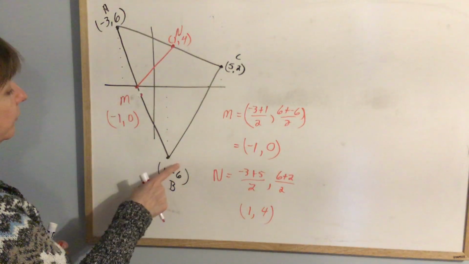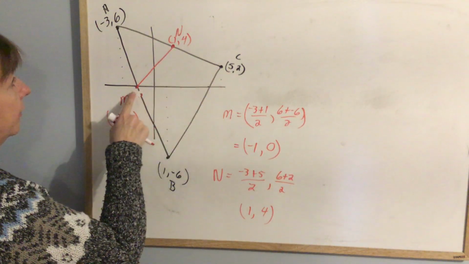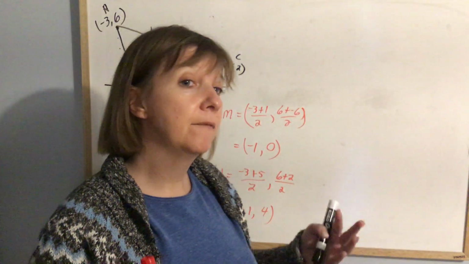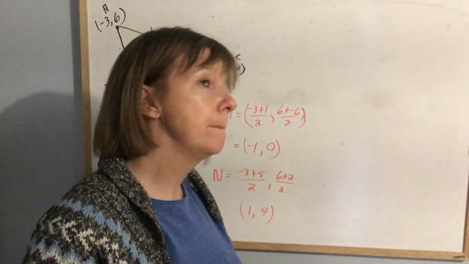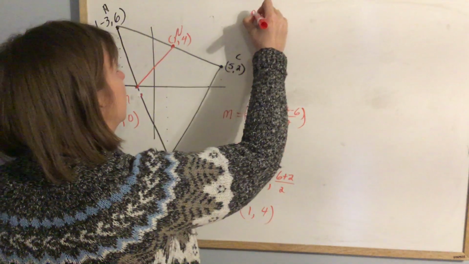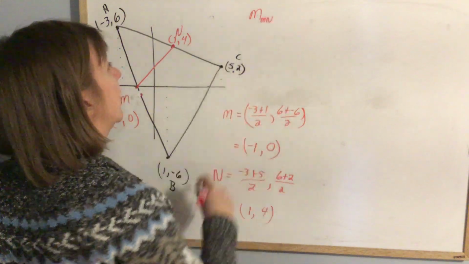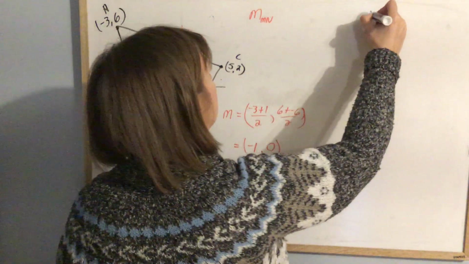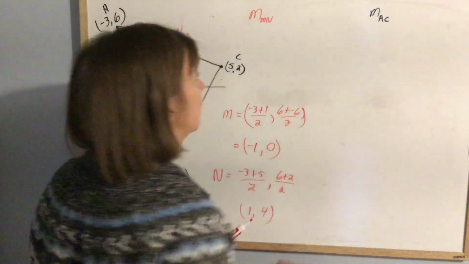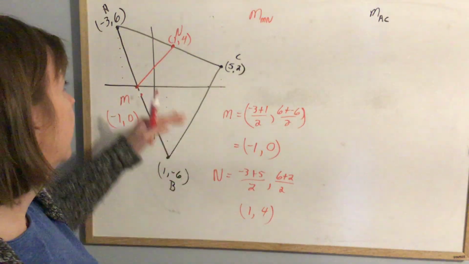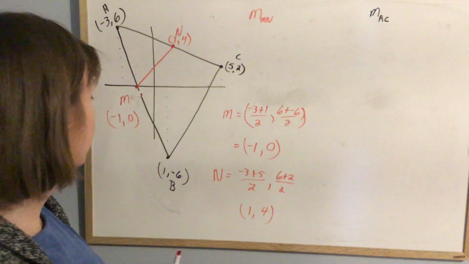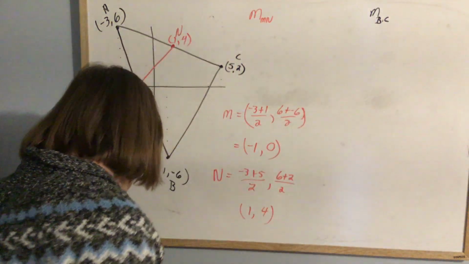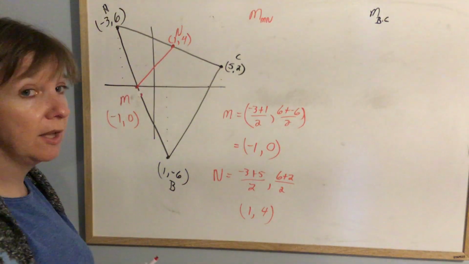They want me to prove that BC and MN are parallel. Parallel lines have the same slope. So I'm going to find the slope from M to N, and I'm going to find the slope from A to C, because they want me to prove that MN and BC are parallel. That would mean they have the same slope.